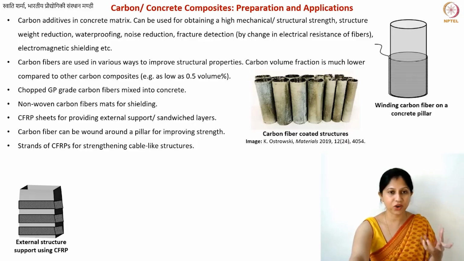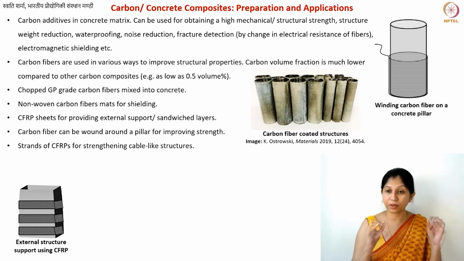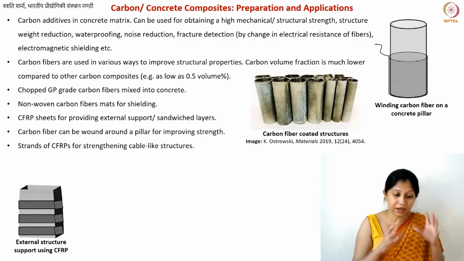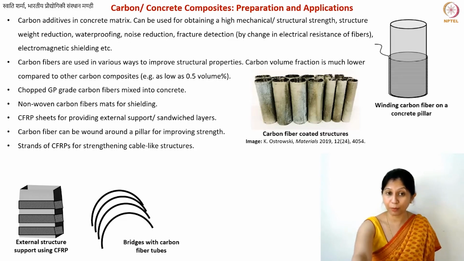So CFRP strands can be used for strengthening cable-like structures. Actually, these kinds of carbon reinforced cables have been used for a lot of bridge making applications, because here we are utilizing their load bearing ability. Now we are utilizing mainly their mechanical properties, right? So you can actually make fancy structures. There are certain bridges that have already utilized carbon fiber cables or CFRP reinforced concrete cables.